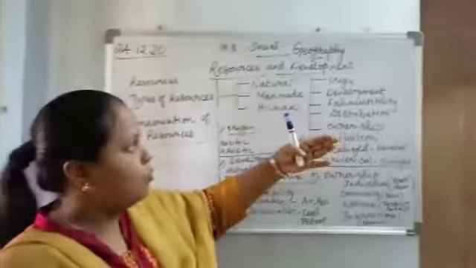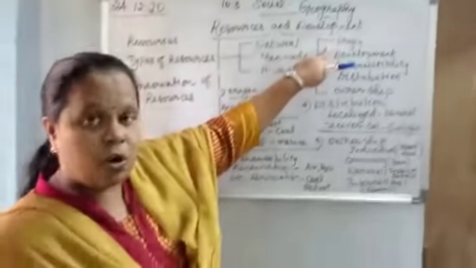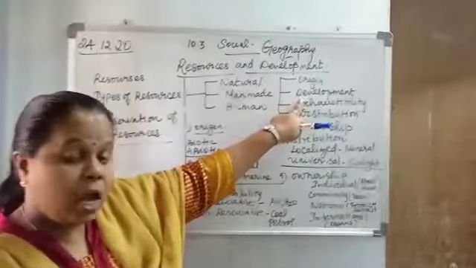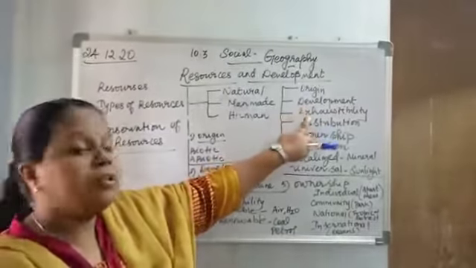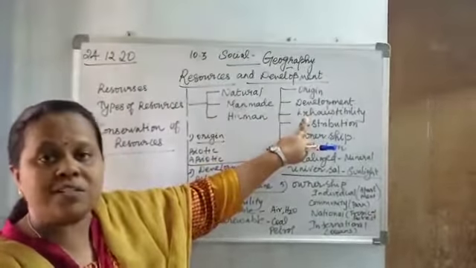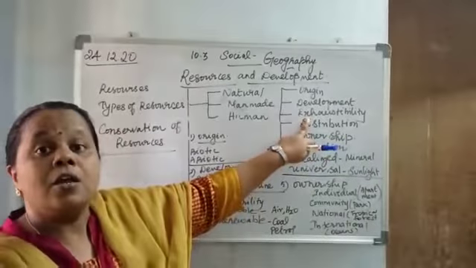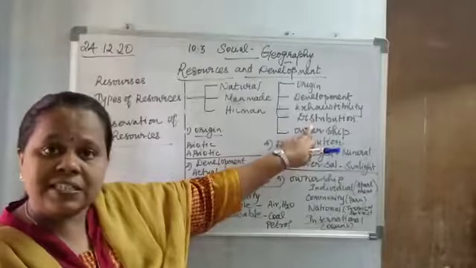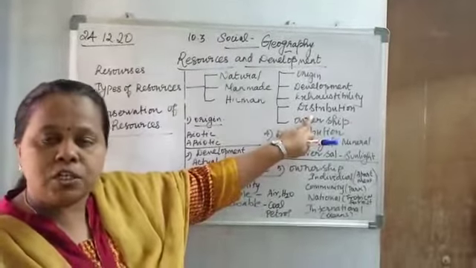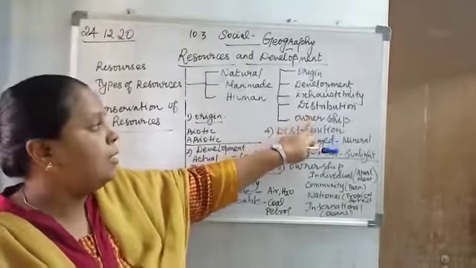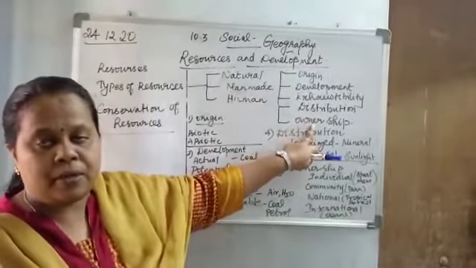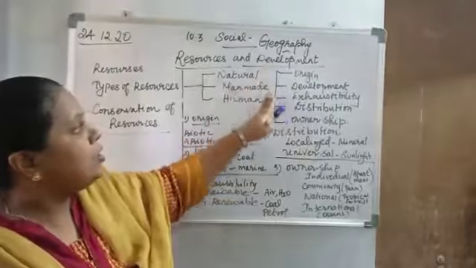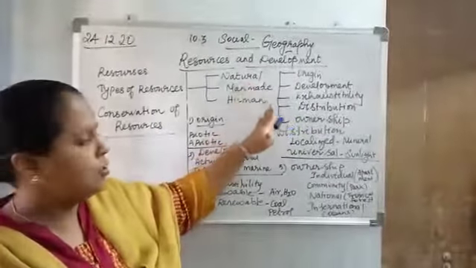Again, we will go for the basis of origin. Origin is from where we are getting. On the basis of development, how the resources are developed. On the basis of exhaustibility, you know what is the meaning of exhaust? It is totally gone. That is what we call exhaust. Then on the basis of distribution, on the basis of spreading. Then on the basis of ownership, it may be divided into several factors. So these are all the main things in the types of resources.